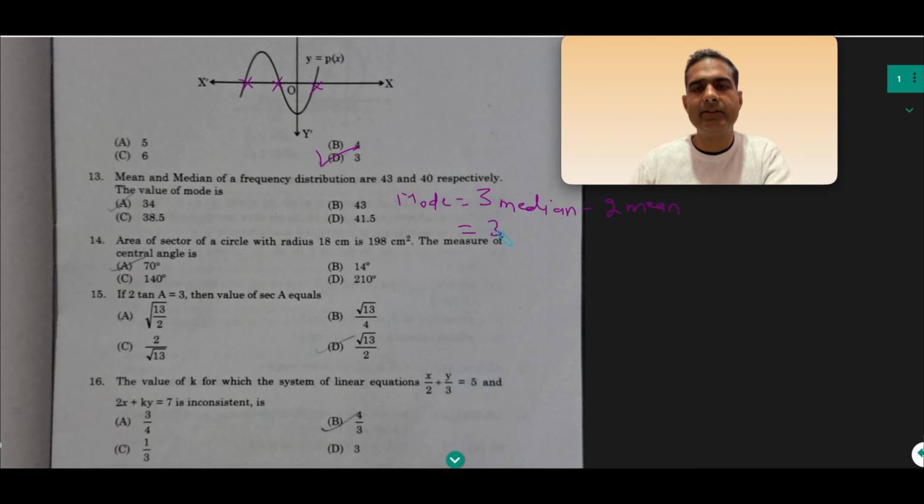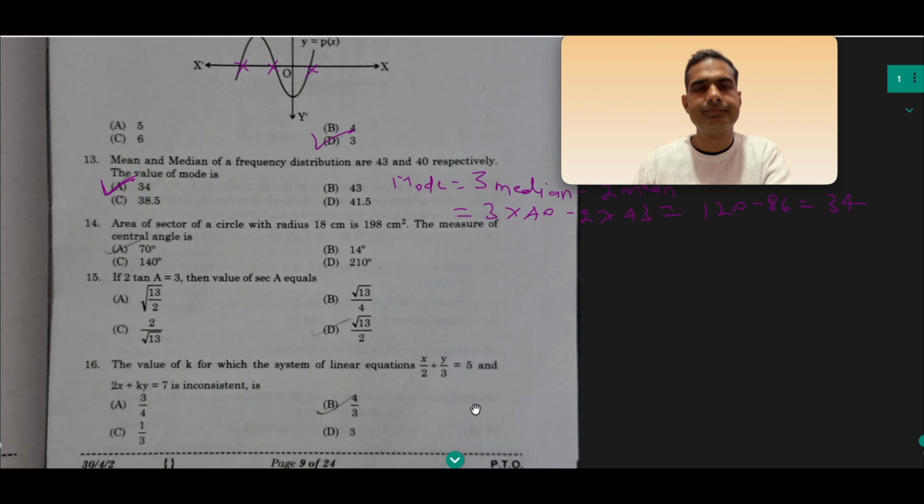So we have to find out the mode. 3 times median, median is 40, minus 2 times mean, mean is 43. So from here 120 minus 86, so that will be equal to 34. So option A will be the answer, 34.